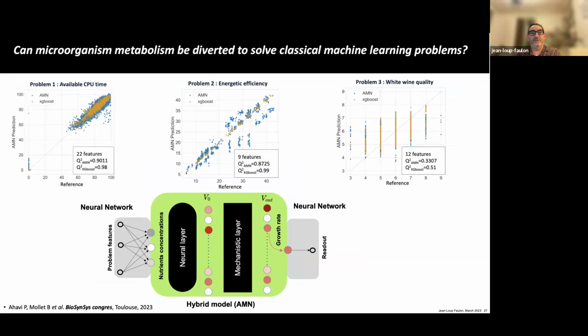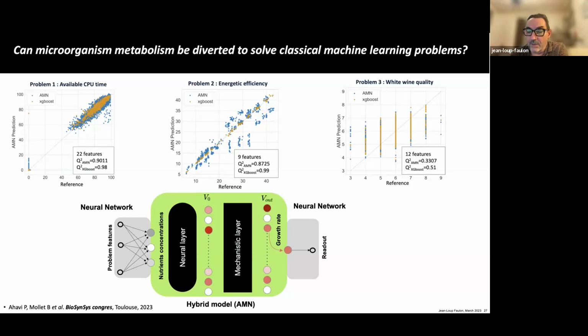So these are 3 regression problems: available CPU time, energy efficiency, and wine quality. And you see they have different features. What's interesting is that the strain and the AMN perform not as well as the state-of-the-art. Here we compare with XGBoost, just trying to solve the problem directly. So it doesn't work as well, but it still follows the same trend. So it's lower, but when you have a good correlation coefficient with XGBoost, you still have it with the AMN.